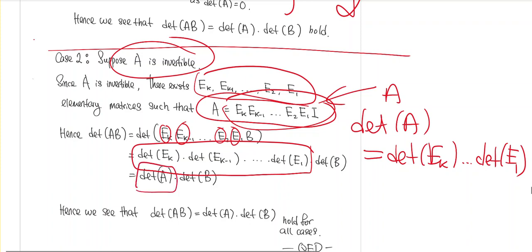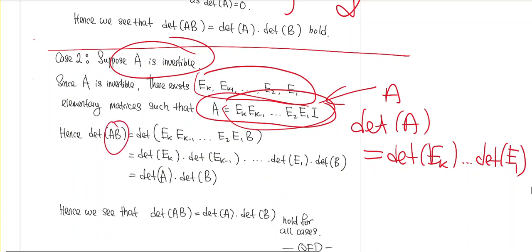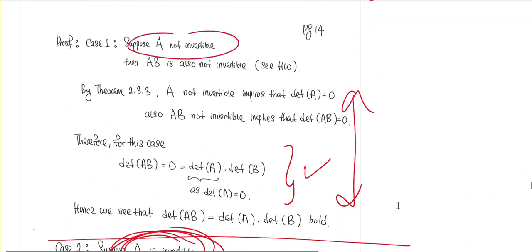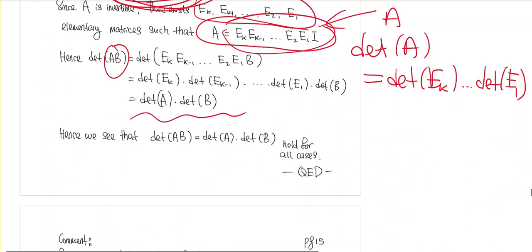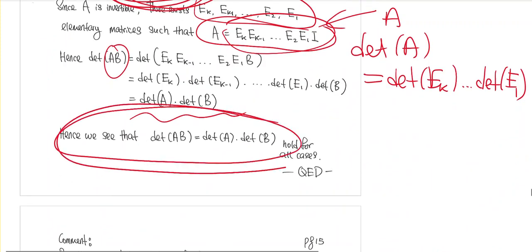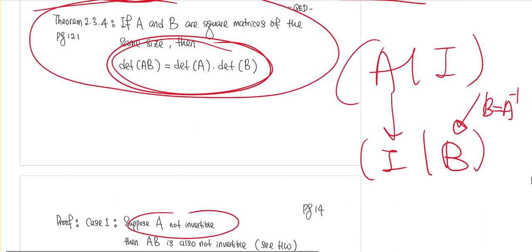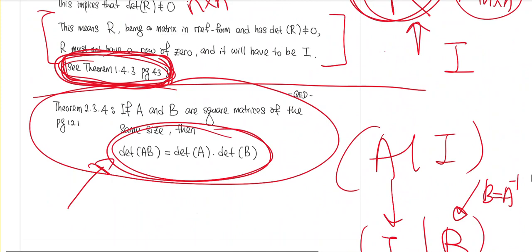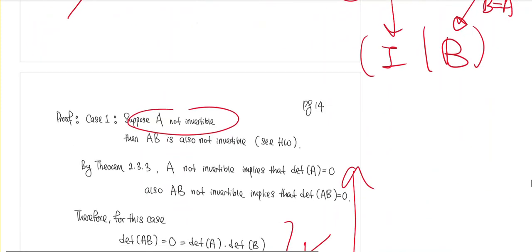So we have shown that the determinant of the product AB is the same as the product of the determinants of A and B when A is invertible. You showed the case where A is non-invertible, and you showed the case where A is invertible. Therefore, this relationship holds for all cases, for all possible A that you can think of. This is the proof of this theorem. All right, that's the proof of theorem 2.3.4.